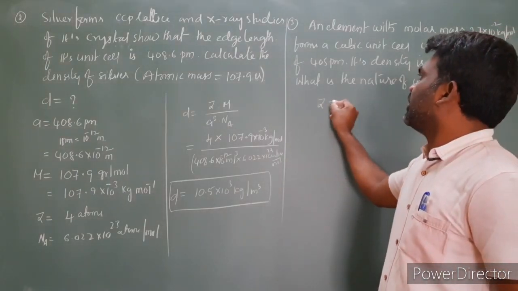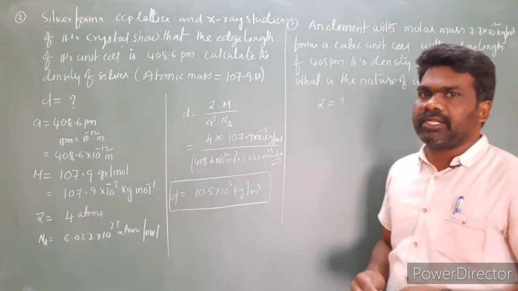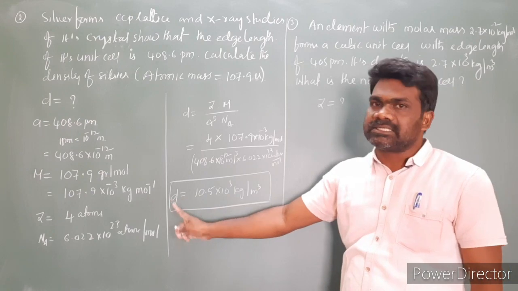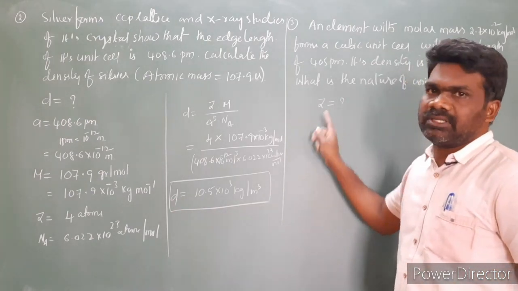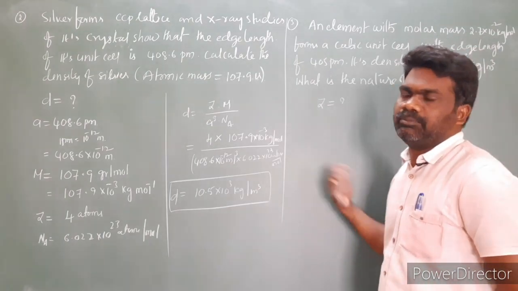So we have to find the nature of unit cell, nothing but we have to find out the Z value. In the problem number 1, we found the M value, molar mass. In the problem number 2, we found the density. In the problem number 3, we are going to find the nature of unit cell, nothing but Z. That may be FCC or BCC or CCP, or simple cubic.